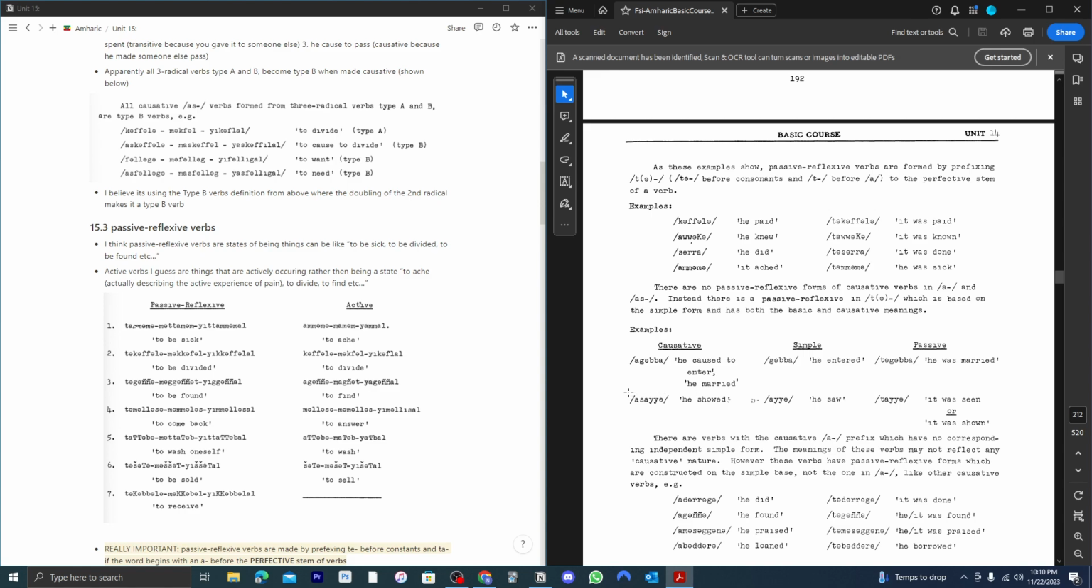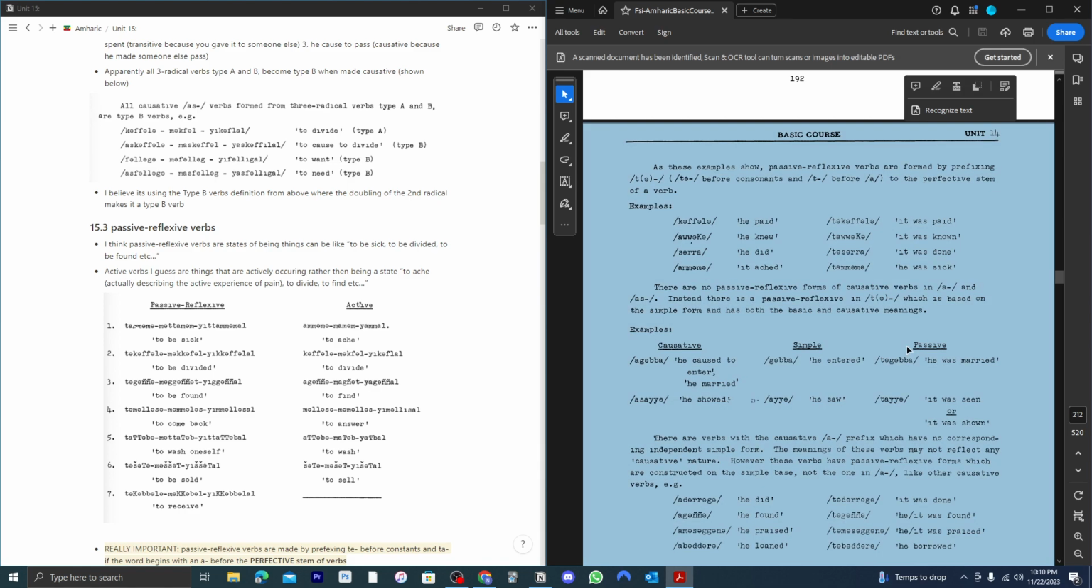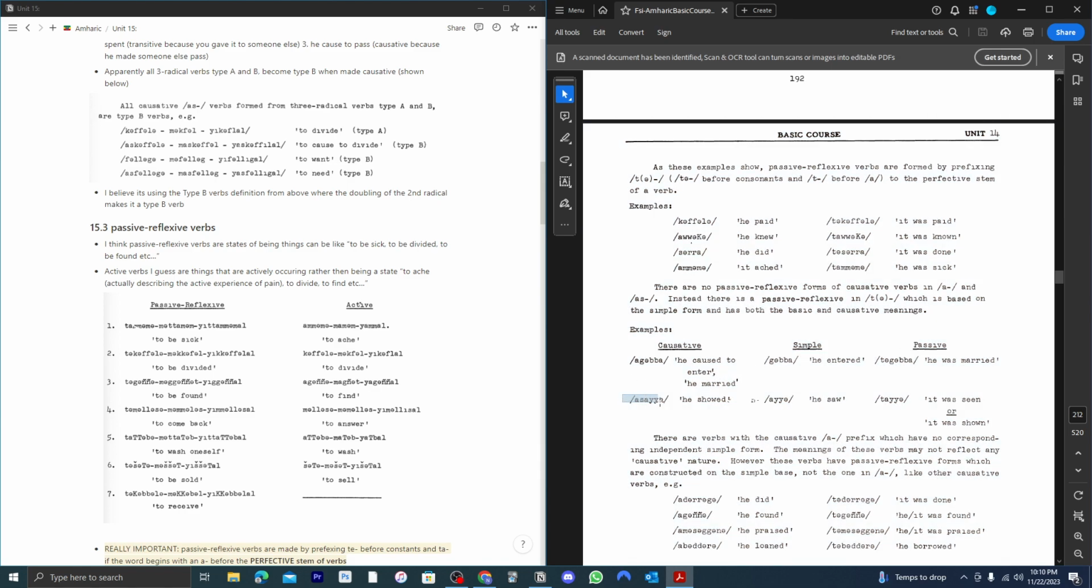The passive reflexive form is the way I think this is meant to be addressing, where it's the state of the thing. You can't just throw a T onto it. There's no ta-asaya. You don't do that. You throw the T onto the simple form of the perfective, and it becomes taya, and it has two meanings. It can either be he saw it, like it was seen, or it was shown. And even this one, tegeba, as he was married, it can have a whole different meaning, I guess.